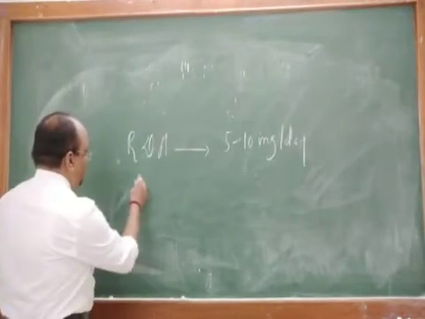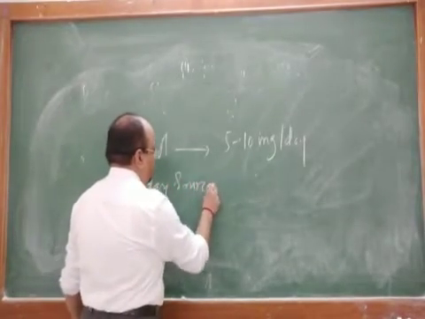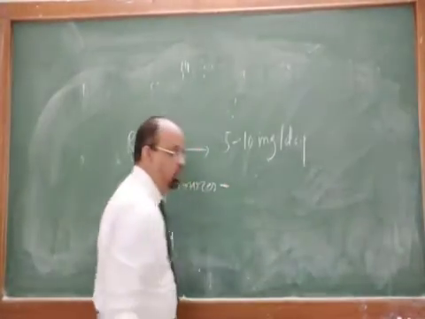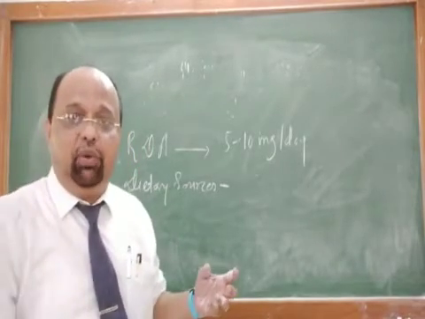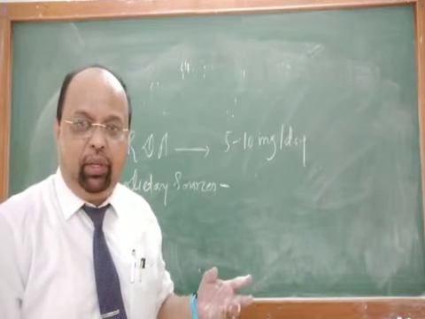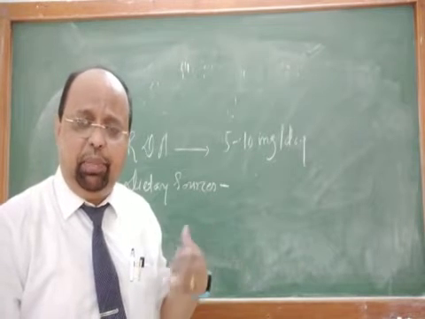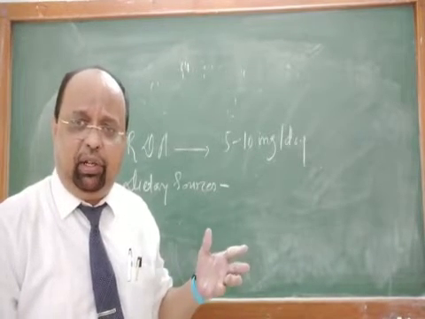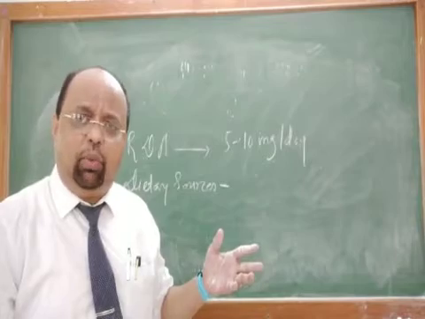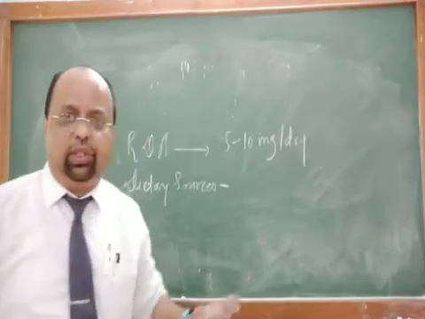Next part is dietary sources. Dietary sources consist of everything, as it is present everywhere. The name pantothenic is a Greek word, and the meaning of pantos is everywhere. It is present in animal cells and in every plant cell. It is also present in milk, liver, and pork. So many sources are there, and it is available through different dietary sources.